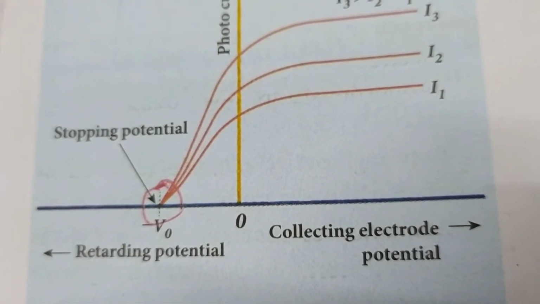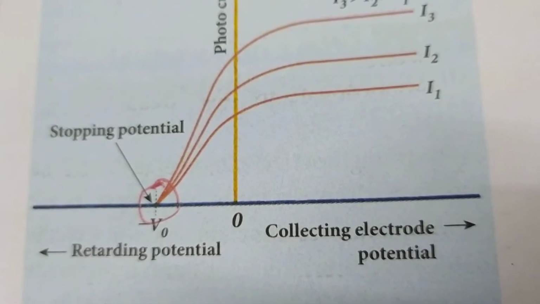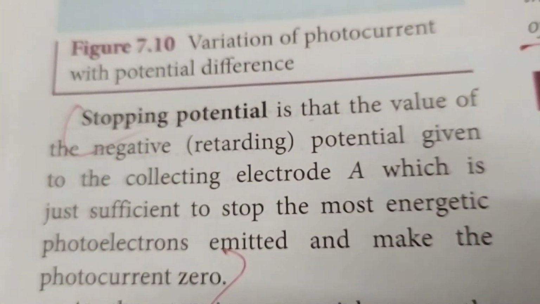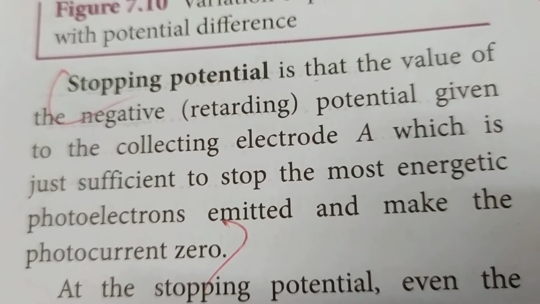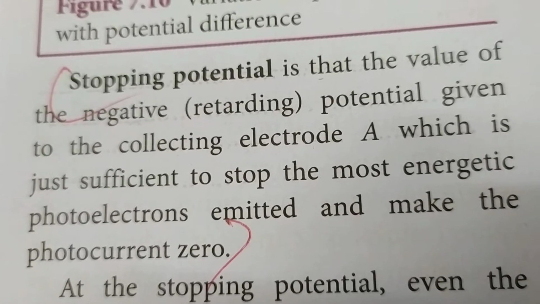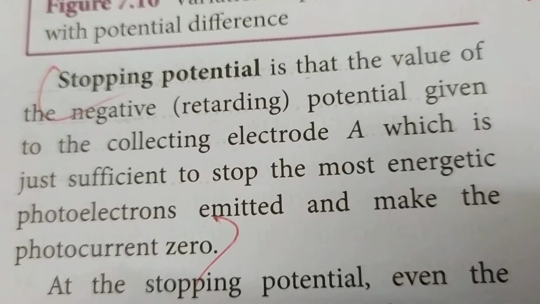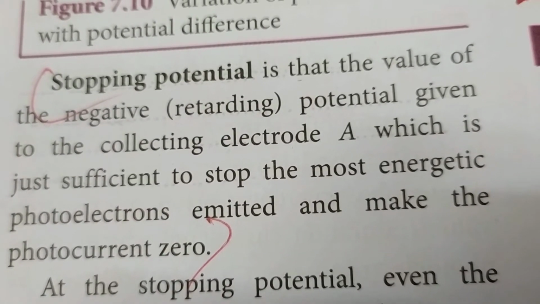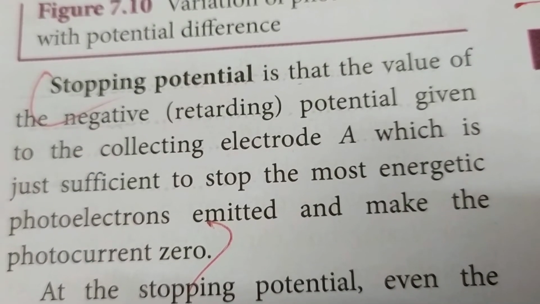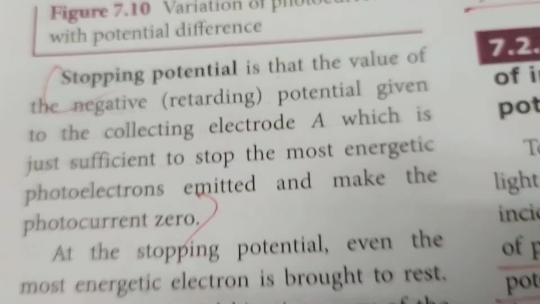Retarding potential means the negative potential given to the anode, which makes the electrons stay near the cathode itself. And so the stopping potential definition is very, very important. It is the value of the negative potential or retarding potential given to the collecting electrode A, which is just sufficient to stop the most energetic photoelectrons emitted and make the photocurrent zero. So instead of giving positive potential to the anode, here we are giving negative potential, so the electrons are just stopped, and so it is called stopping potential.